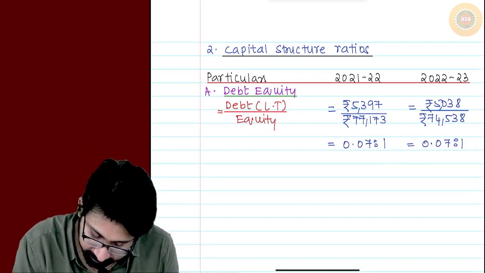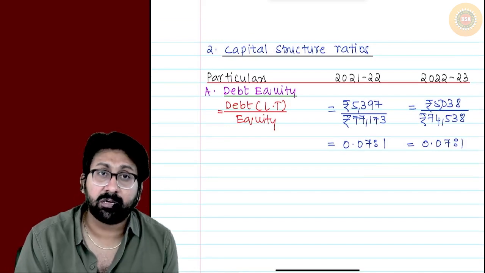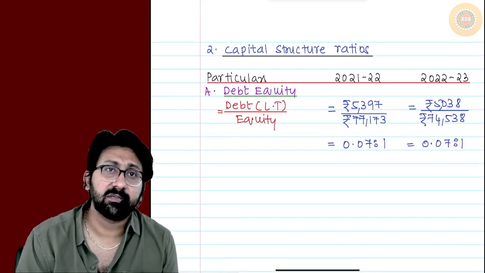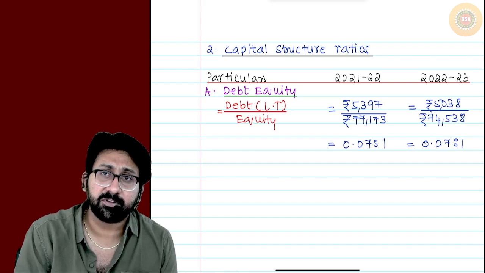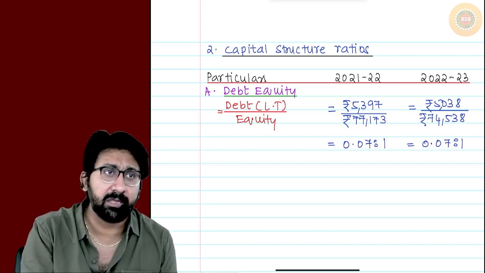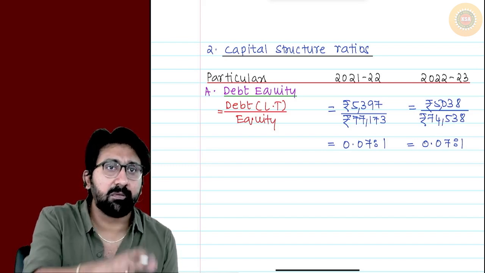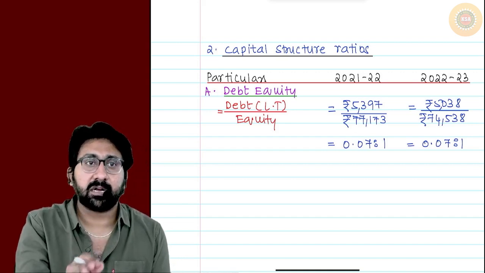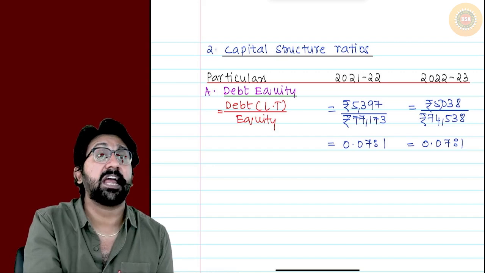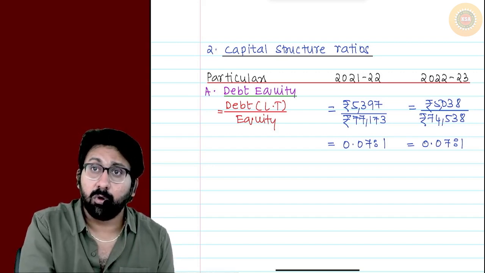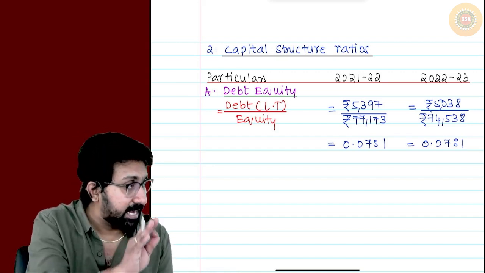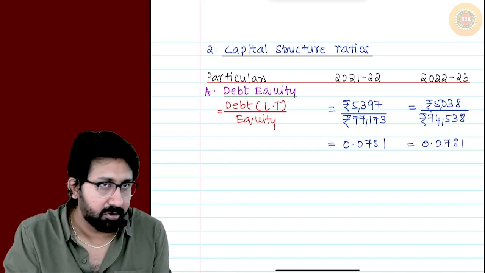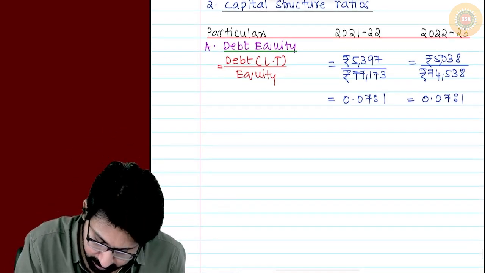So write down. What comment do you have to give on this? I want that answer first. You are very busy copying, but answer this. What comment do you have to make on this? Company is conducting its business substantially using the owners' funds rather than the lenders' funds. Borrowed funds are very less.